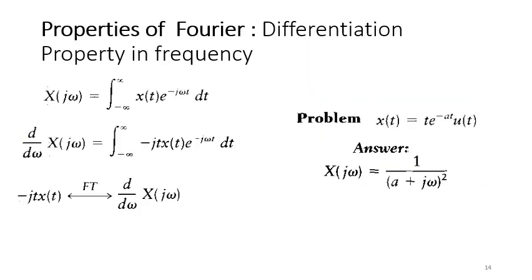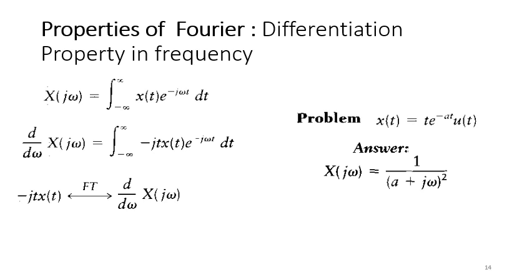So we are talking about the properties of the Fourier transform. This property is differentiation in frequency. The previous one was differentiation in time. Now we are having differentiation in frequency. So for example, X of j omega equals the integral of x of t e to the power minus j omega t dt. This is the analysis equation.